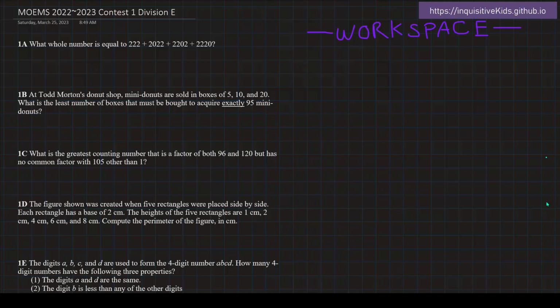In this video, we will be looking at Contest 1 of the recent 2022 to 2023 Division E Math Olympiad problems. Here, there are 5 questions. Usually the first one is the easiest, while the last one is the hardest.